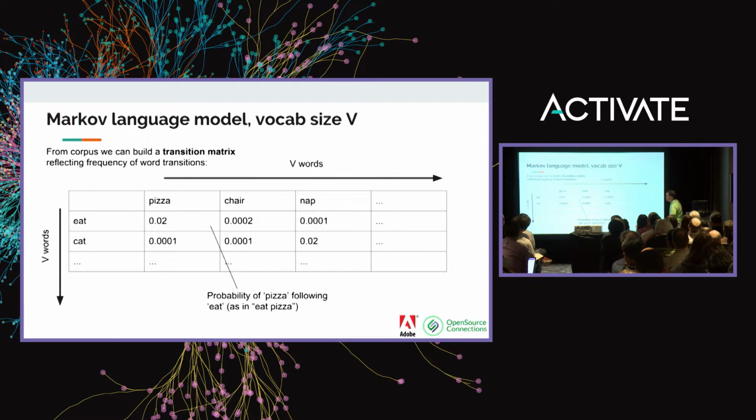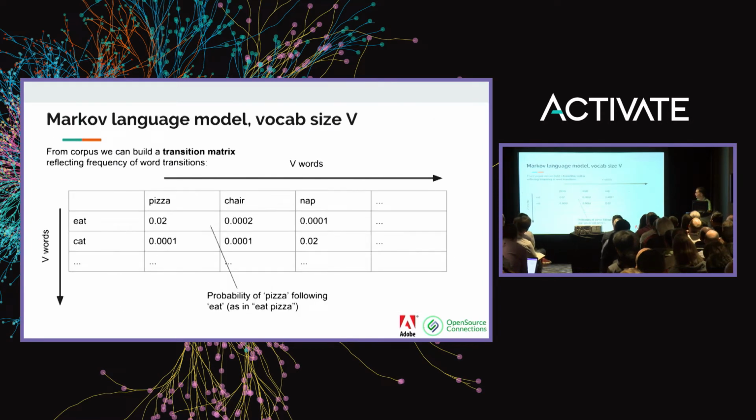And you can represent this as a matrix. Now, the math I'm going to show you isn't much more sophisticated than high school math. If you just look at eat pizza, there's our probability, pretty high. Chair and nap are low. Cat pizza, that's low, thankfully. Cat chair, actually, I could imagine a cat chair. That should probably be a little higher. Cat nap, great. That's an idiomatic phrase in English.